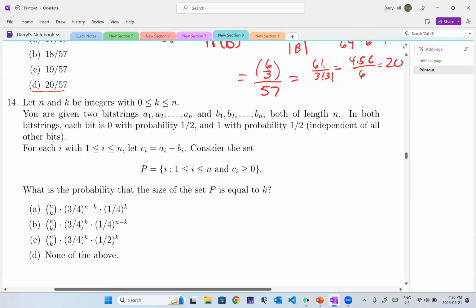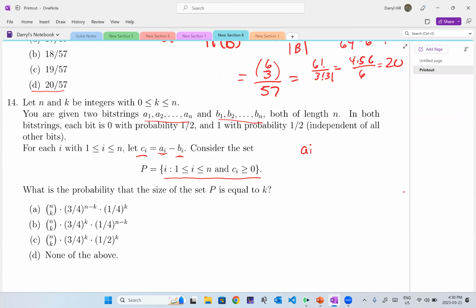Yeah, this one's, so 14 is kind of nasty. So we have 2 bit strings. They're both random. They both have n bits in them. And then we define each of the individual bits in string A by AI, and each of the individual bits in string B by BI. And then we define this number CI, which is AI minus BI. And then we want to find all of the locations, or all of the variables CI, that are greater than or equal to 0.